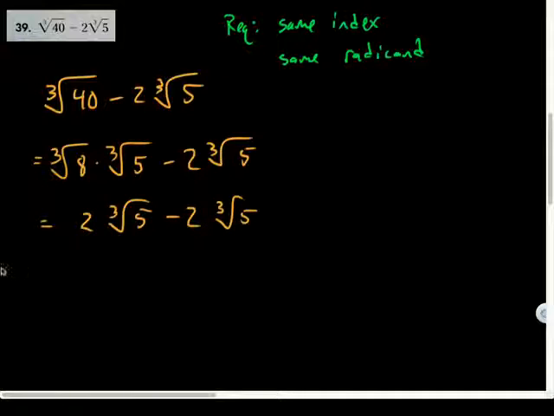Wait, why is there 2 cube root of 5? Because the cube root of 8 became 2. And this one stayed the same. Right? So if I've got 2 apple pies and I subtract 2 apple pies, how many apple pies do I have? 0 cube roots of 5. And let's see, can you guys do that math without a calculator? 0. Bam. That's how good we are.